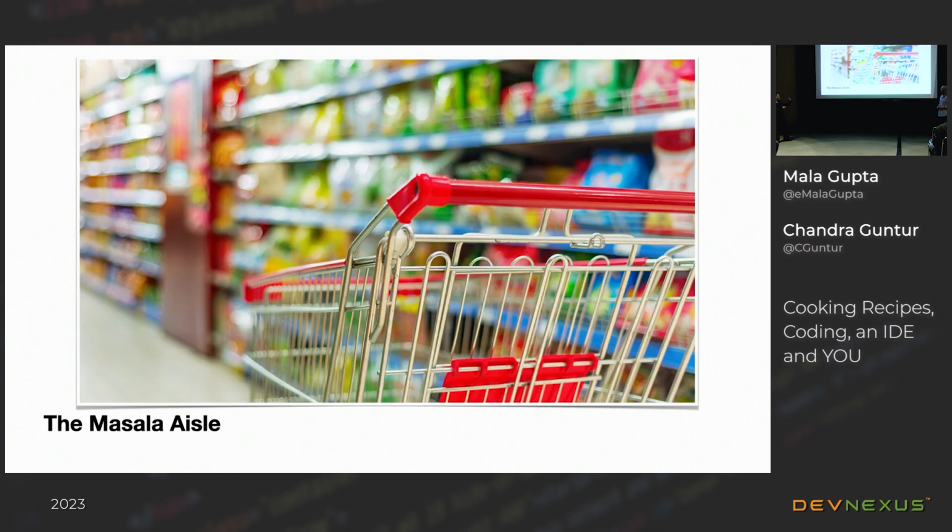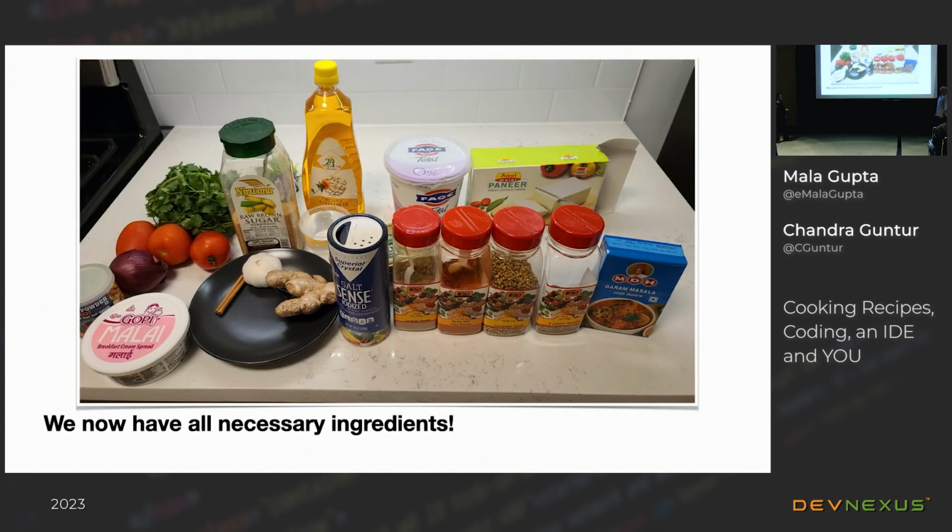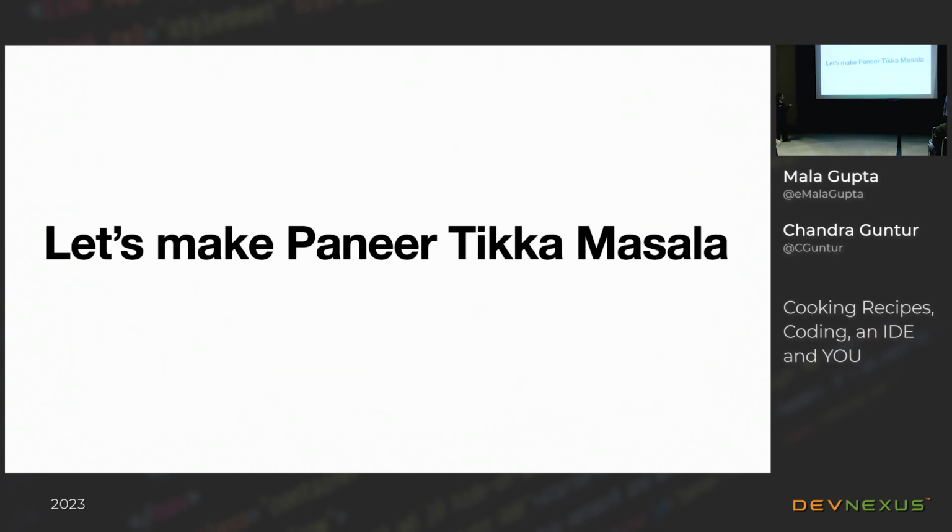Okay. So, all right, I'm at the masala aisle. Okay. Look on your left, not on your right. Oh, the other left. Okay, I found the garam masala. Okay, so now you have the last ingredient. Good. Great. So now we have all the ingredients to cook the recipe. Now let's make the paneer tikka masala. So we're ready for it.